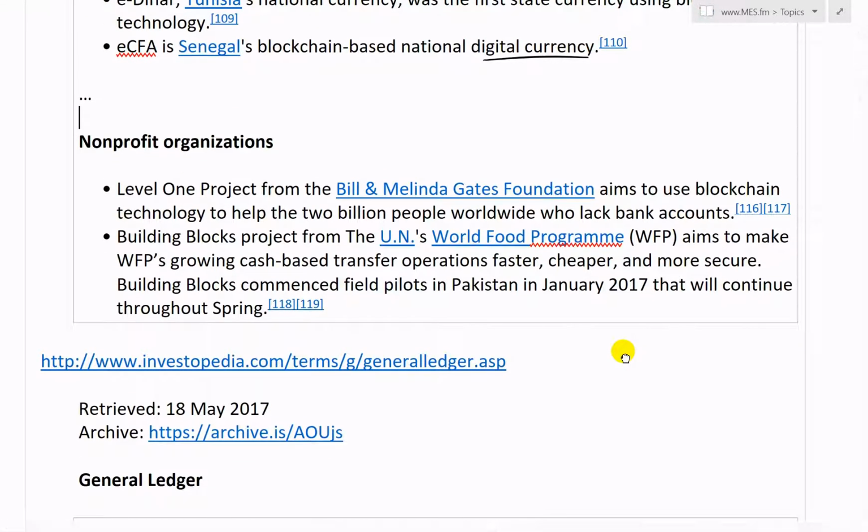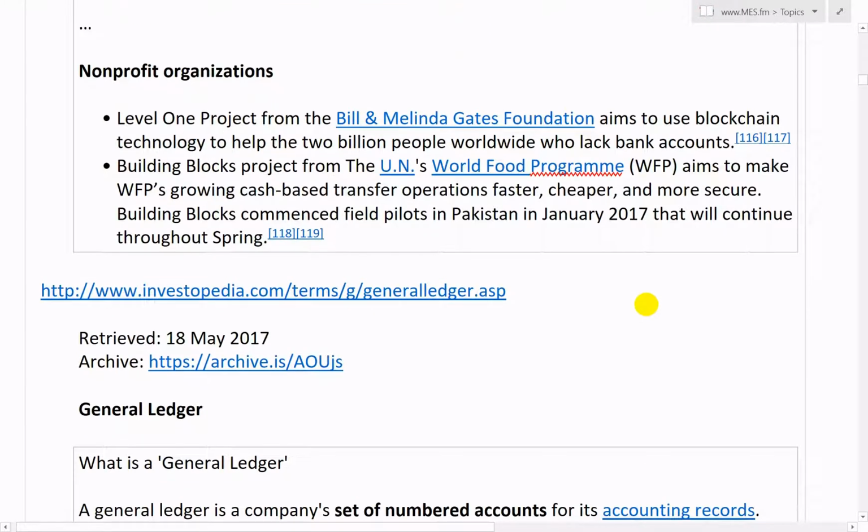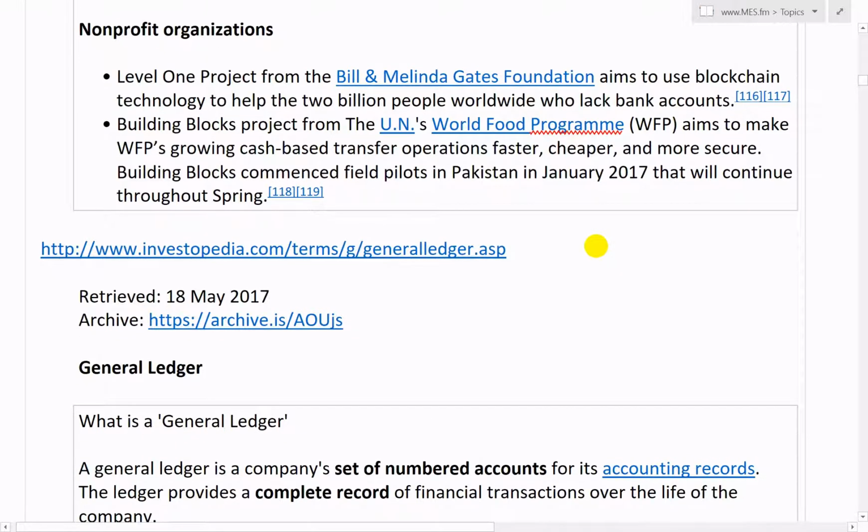And yeah, let's look at non-profit organizations. The Level One project from the Bill and Melinda Gates Foundation aims to use blockchain technology to help the 2 billion people worldwide who lack bank accounts. The Building Blocks project from the UN's World Food Programme (WFP) aims to make WFP's growing cash-based transfer operations faster, cheaper, and more secure. Building Blocks commenced field pilots in Pakistan in January 2016 that will continue throughout spring.